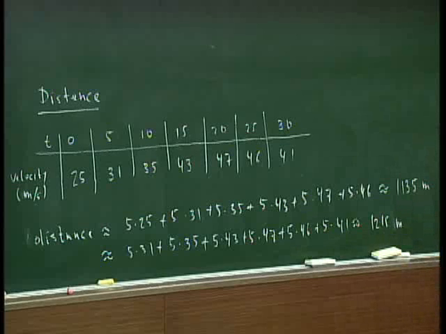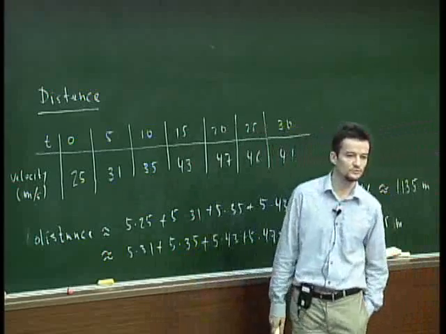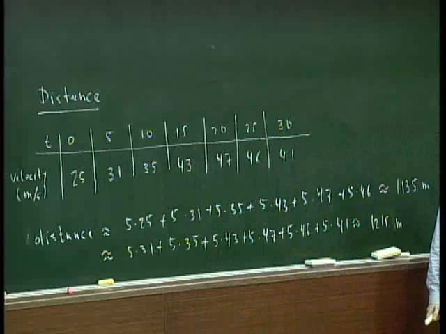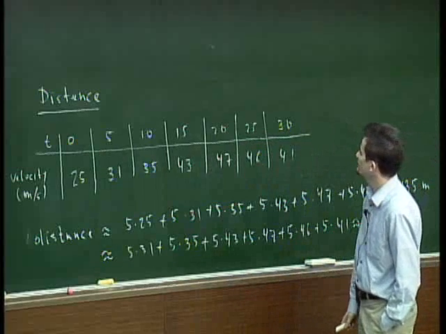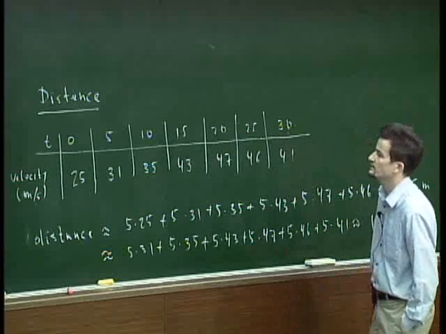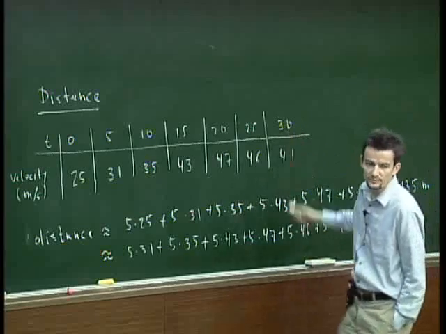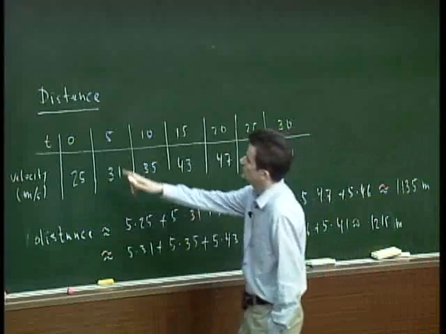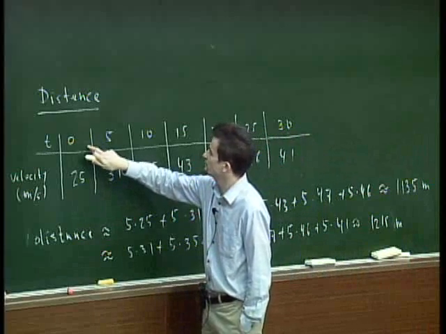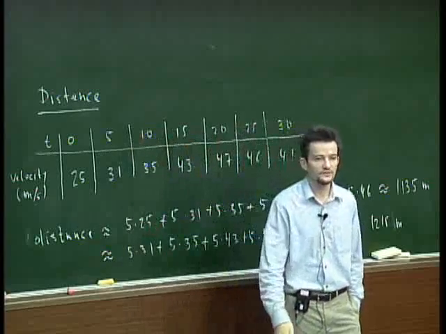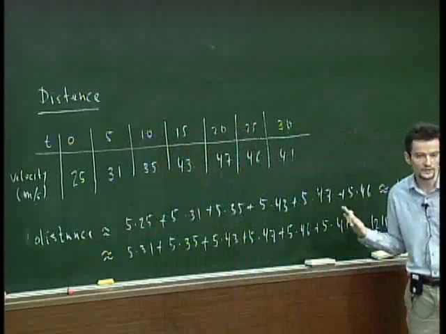And if you want to make this estimate of the distance more precise, you just use more sample points. For instance, here we divided the interval into 6 subintervals, but you can use 12, so you look also after 2.5 seconds, after 7.5 seconds, and so on. You read off the velocity, and you do the same approximation. You get a better approximation.